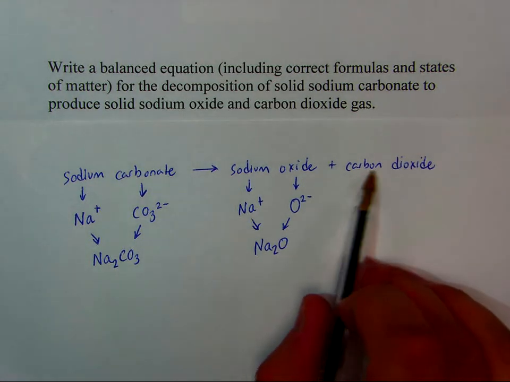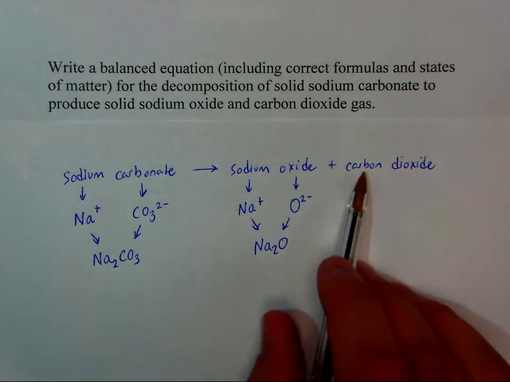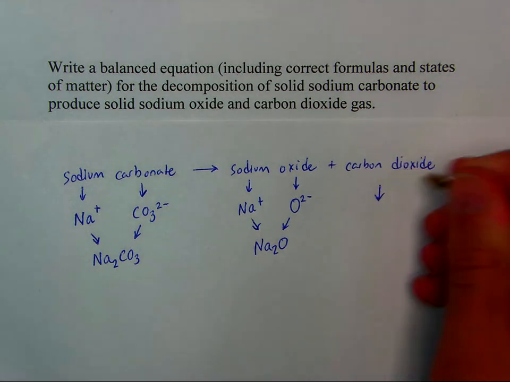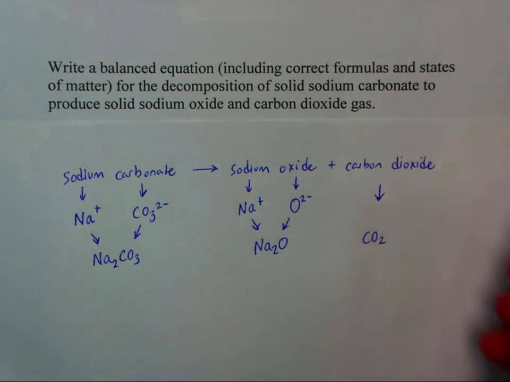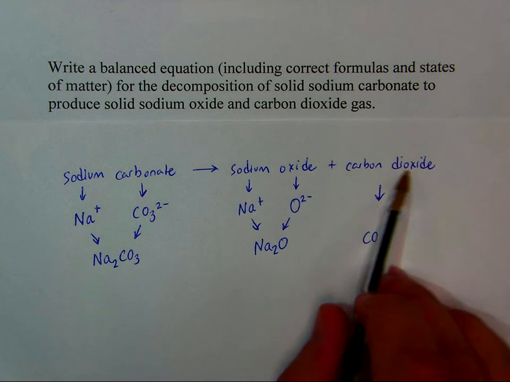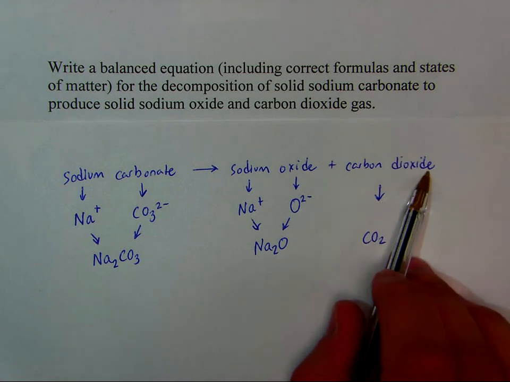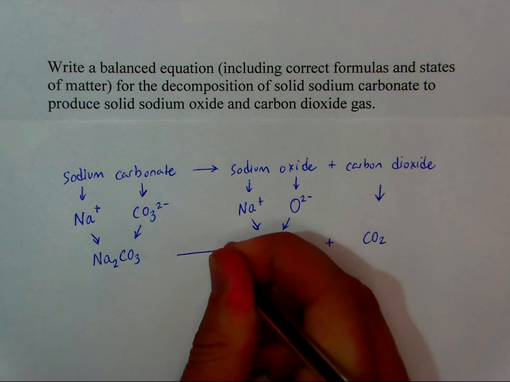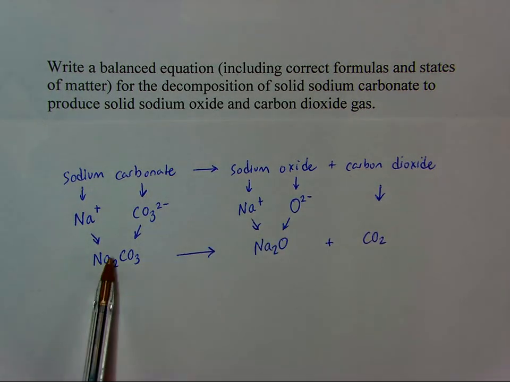Carbon dioxide is not an ionic compound. It's all nonmetals, carbon and oxygen, so it doesn't follow those rules. The formula for carbon dioxide you can see from reading the word carbon and then "di" meaning 2 oxygens, like this. Okay, so now we've got formulas for everything.